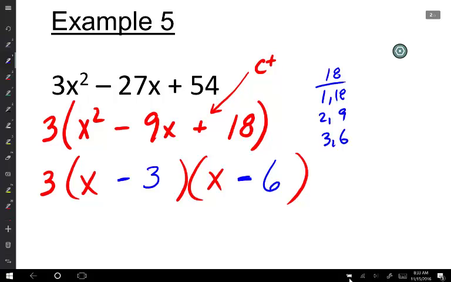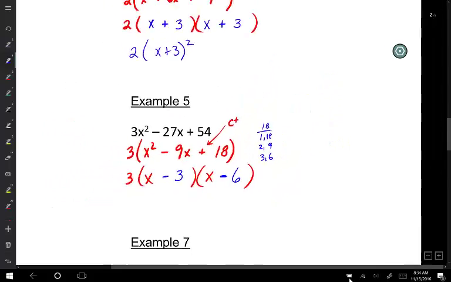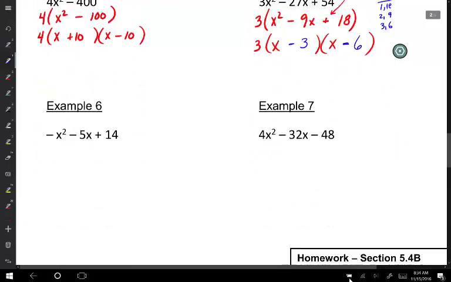Had you not done the GCF, you'd be taking factors of 54 and all those kinds of things. So it's really important to do that GCF first. Remember, you cannot just drop this 3 either at the very front. You have to hold on to it. All right, let's slide down to number 6.